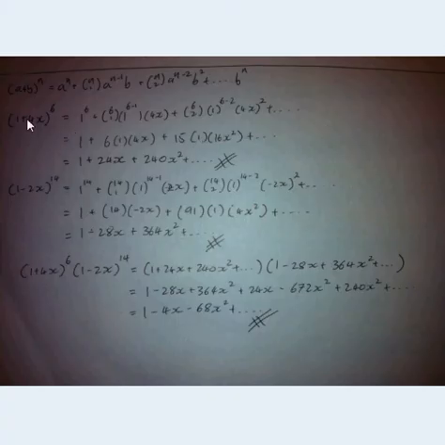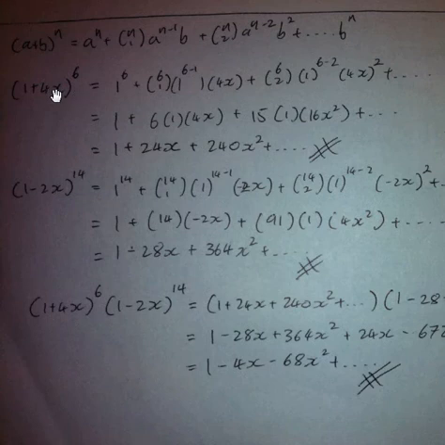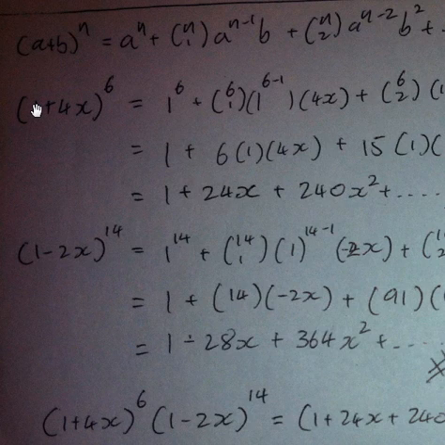With that, all you need to do now is to identify which is your a, which is your b, and which is your n. For the first part, a is 1, b is 4x, and n is 6.